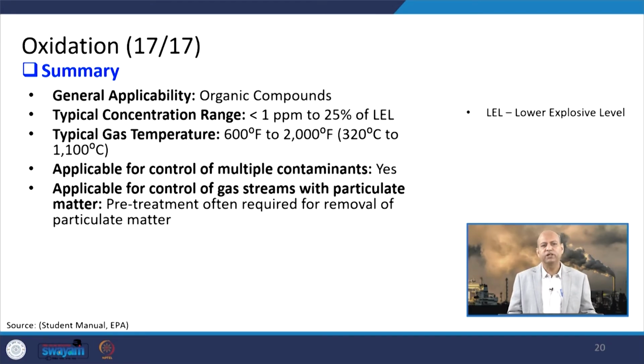It is applicable for control of gas streams with particulate matter, but pre-treatment is often required for removal of particulate matter, and then it is possible to use this system. Otherwise, particulate matter can be removed with things like scrubbers; in this system we do not want particulate matter, otherwise the system efficiency will not work properly. So, with the pre-treatment we can remove the particulate matter and then oxidize, or burn, the gas. That way the system is good.